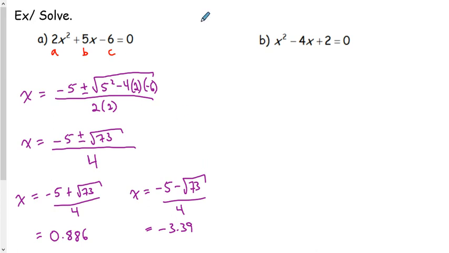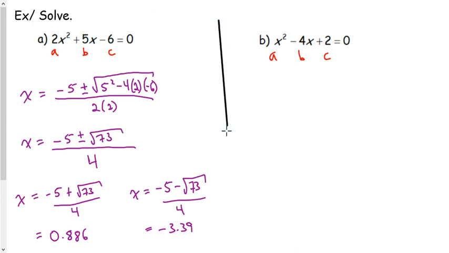Let's try this again with another one. I'd actually like you to pause the video and try this one right now. But before you do, we'll remember that our A value is 1, our B value is negative 4, and our C value is 2. Pause the video right now, use the quadratic formula, see if you can come up with the two possible solutions.